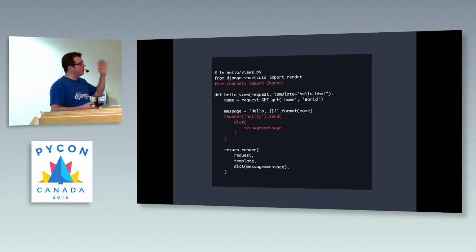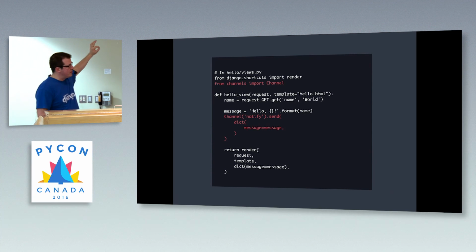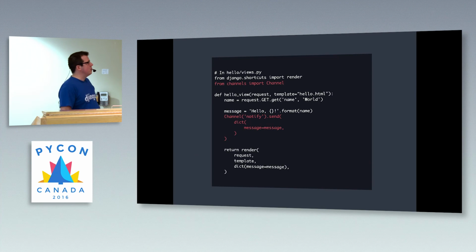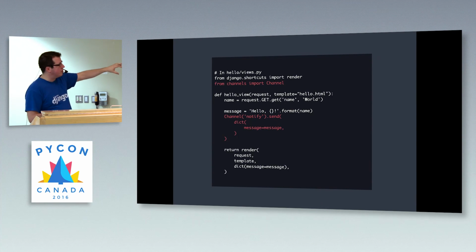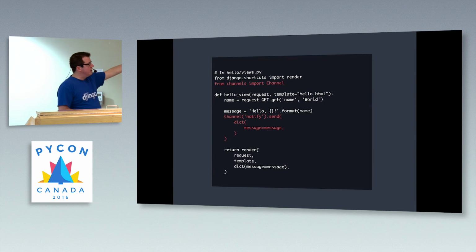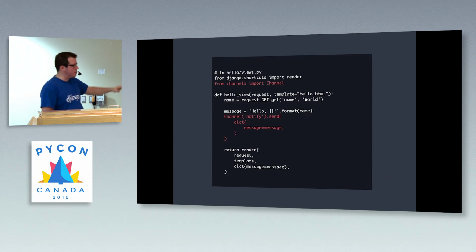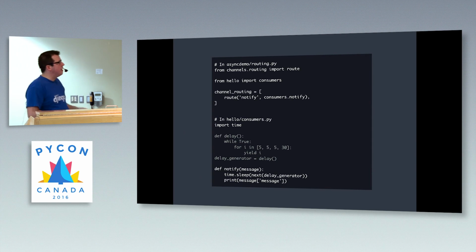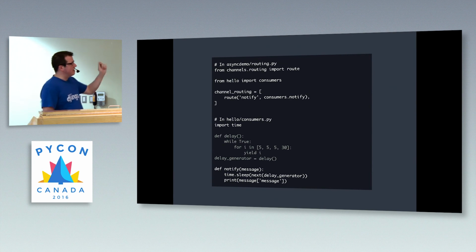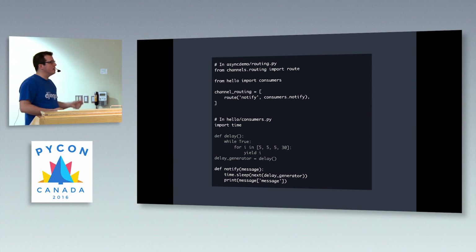All right. So step 3 is creating a channel and using it. Here we're going to alter our view code. We take a bunch of it out and move it into a consumer, which I'll show you in the next slide. But basically, we import channels. We say we're going to send a message, and messages are generally in a dictionary format, on the notify channel. And that's all we need to do to use a channel in a view. To make this work, though, we need to update our routes to declare that the notify channel exists and tell the system what consumer to use.